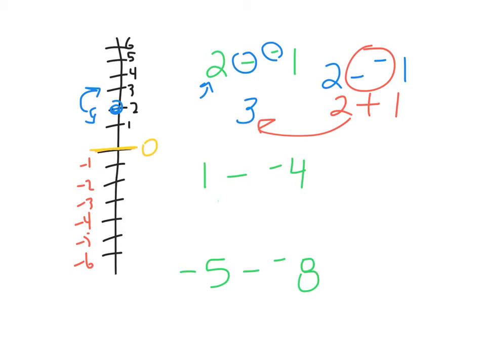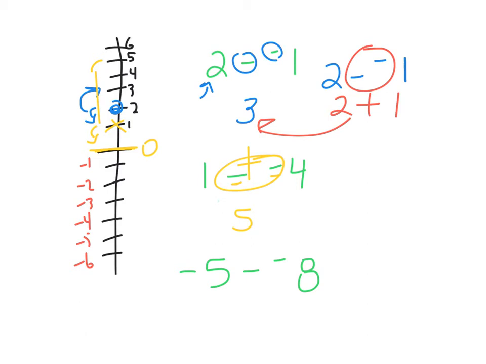We're going to do a couple more just in case it's a little bit hard to understand. So let's take a look at 1 minus negative 4. So here we're saying that we are going to be at the 1. The minus tells us that we're going to go down. But this negative is telling us we're going to go in the opposite direction that we were originally going to go. So we're actually going to go backward 4. 1, 2, 3, 4. We end up at 5. So if you think about changing these two into a plus sign, 1 plus 4 is 5.